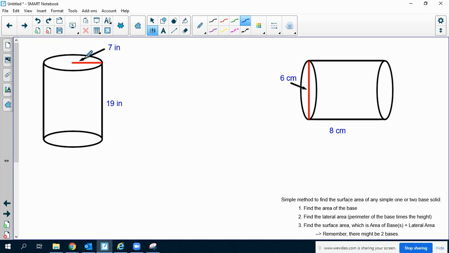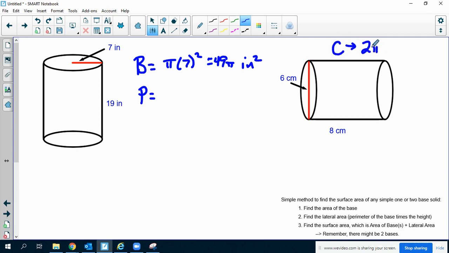Now, real quickly, some cylinders. The area of the base here is pi r squared. So we have 49 pi inches squared. Then the perimeter of the base, remember the perimeter or the circumference of a circle is 2 pi r. So that's the perimeter or circumference of a circle. So that's 2 times pi times 7, which is 14 pi.